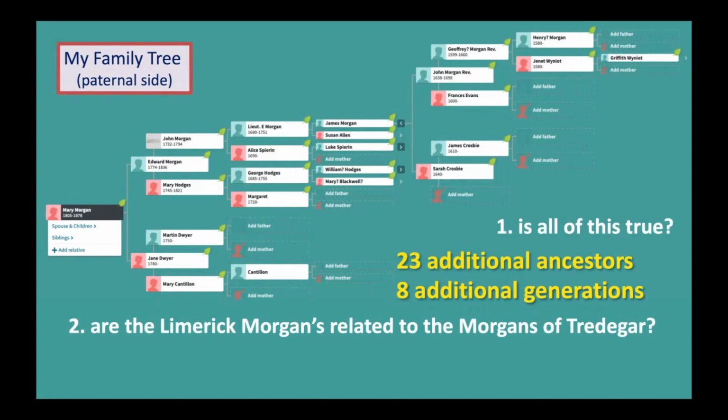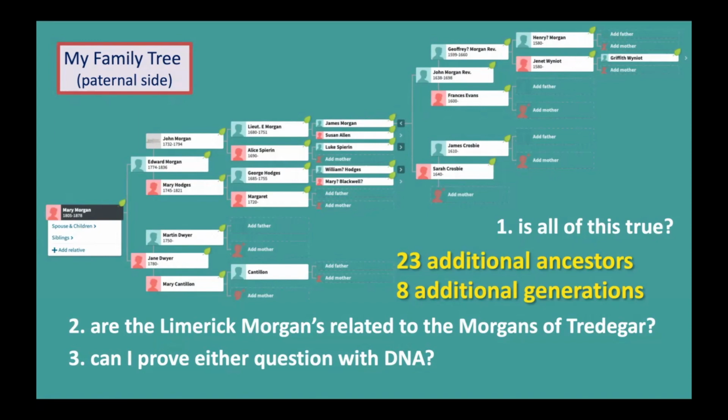Now, can I prove any of these questions with DNA? Because these Limerick Morgans were supposed to be related to the Morgans of Tredegar in Wales. And if that was the case, then I was related to Princess Diana, Humphrey Bogart, Julia Childs, Elizabeth Shue, Oliver Platt, all of these famous people. And I thought, really, this is where we're starting to enter the realm of fantasy. Could this possibly be true? Can I prove it with DNA?